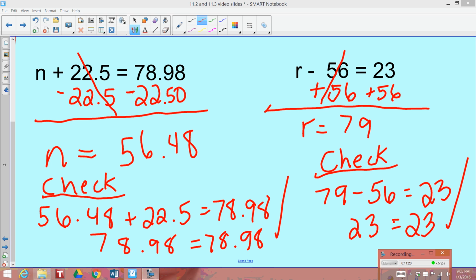Then the second equation is r minus 56 equals 23. So the inverse of subtraction is addition. So 23 plus 56 should give us r, which is 79. And when you do your checks, you should know that your answer is correct. And that's the great thing about these checks, is that if it doesn't work out, that means you've done something wrong. So checking your work is really important.